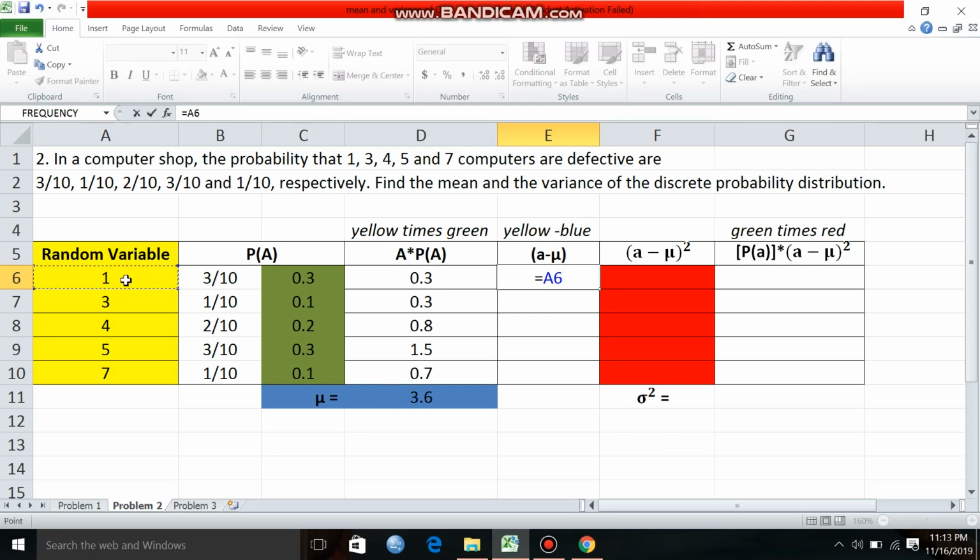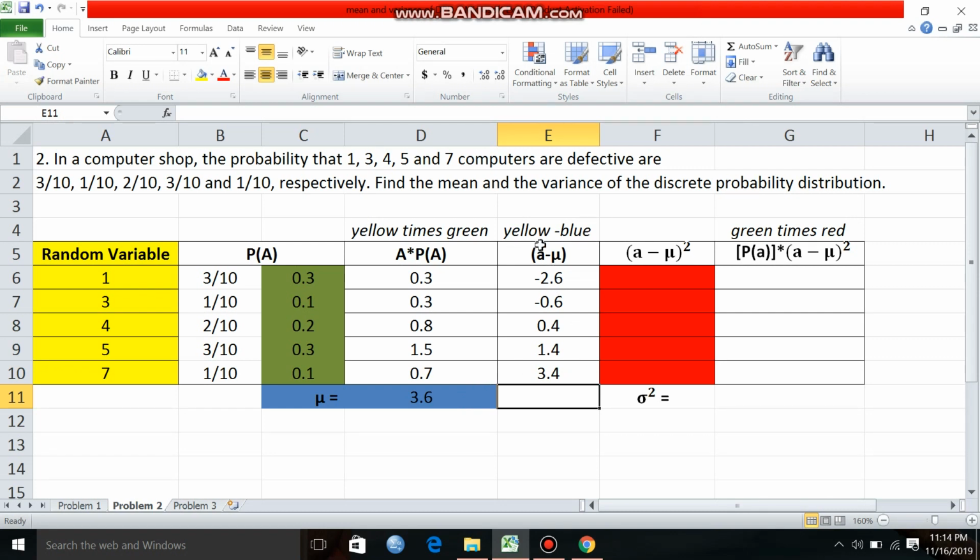So we have 1 minus 3.6 is negative 2.6. Next, 3 minus 3.6 is negative 0.6. Third, 4 minus 3.6 is 0.4. Next, 5 minus 3.6 is 1.4. And finally, 7 minus 3.6 is 3.4.